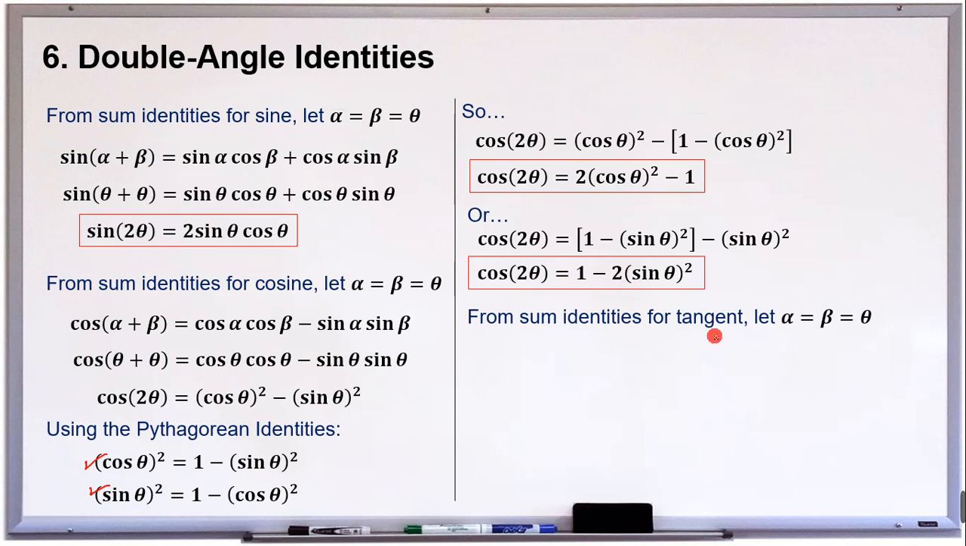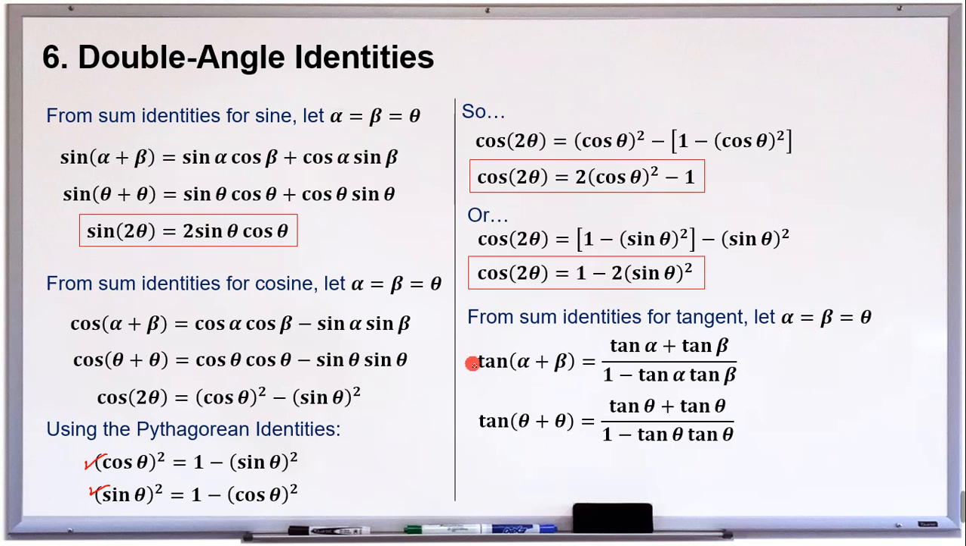Now, from some identities for tangent, we're going to let alpha equal beta, which is equal to theta. So this is our tangent identity for the sum of two angles. If we substitute alpha equals beta, which is equal to theta, we'll end up with this equation. In the numerator, since we have tangent theta plus tangent theta, it will become 2 tangent of theta. Whereas in the denominator, we have 1 minus tangent theta squared. So this is the double angle identity for the tangent function.